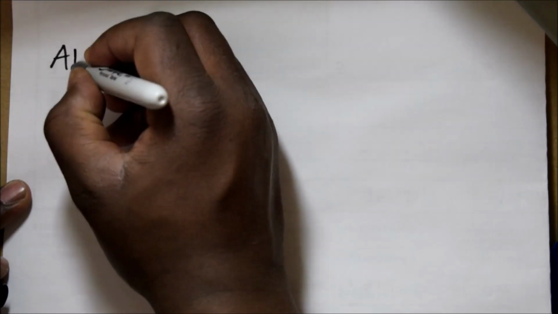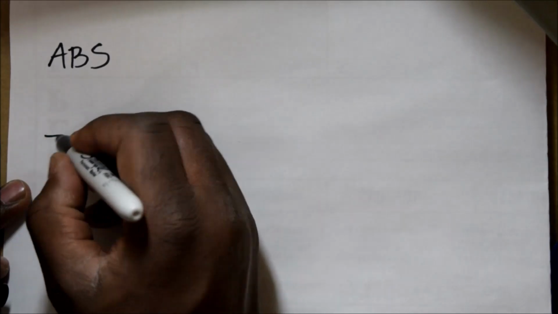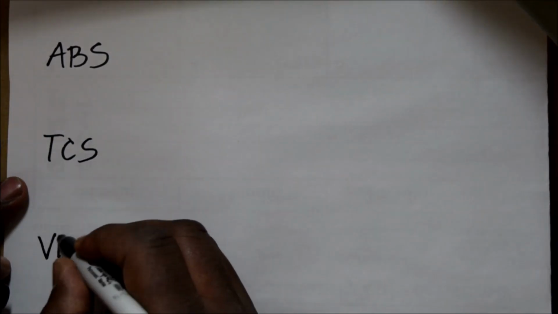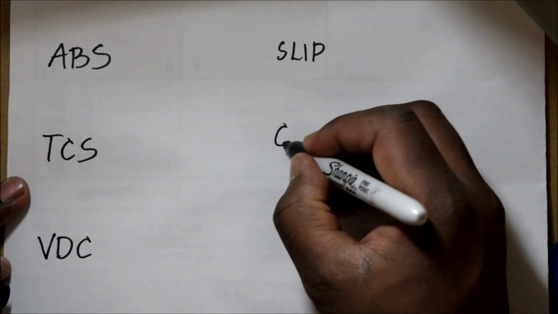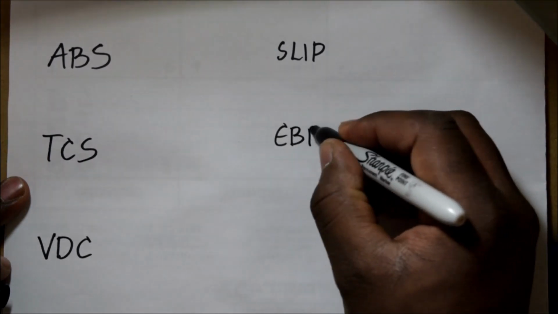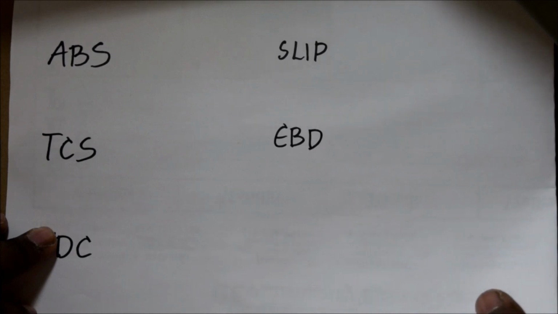Anyway, check this out. Let's talk about the alphabet soup that makes up Nissan or Infiniti's vehicle dynamic instability control systems. You have these words: ABS, TCS, VDC, slip, as well as EBD. It's not one you see often, but we'll mention it here.